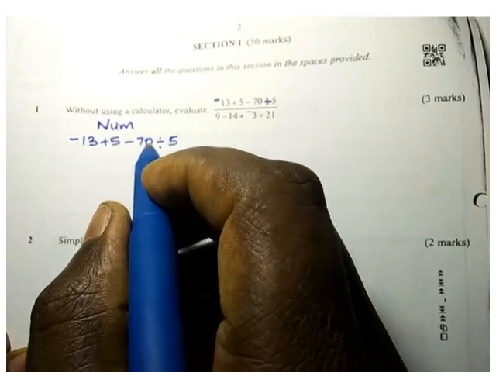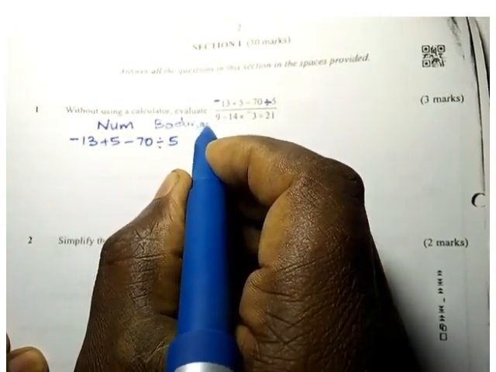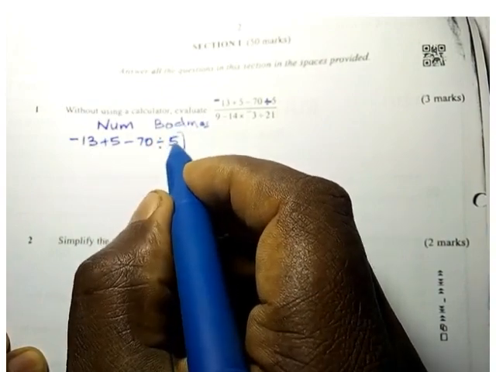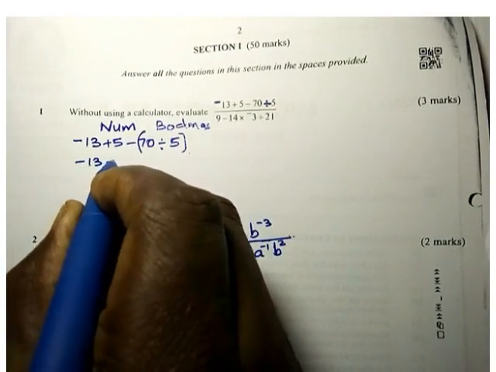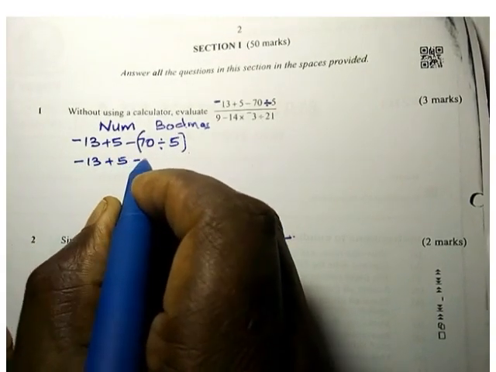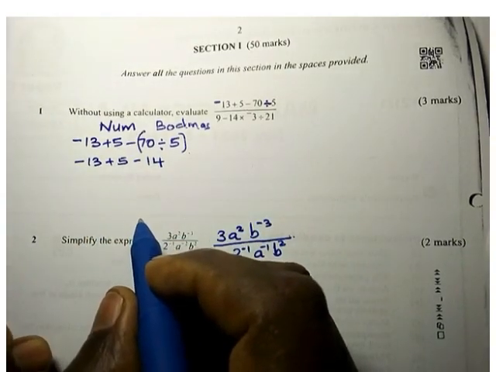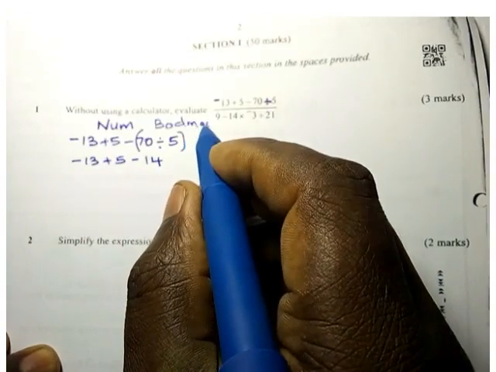We use BODMAS. There are no brackets, so we start with division. So we will have negative 13 plus 5 minus 14. 70 divided by 5 is 14. The next thing that comes is multiplication. There is no multiplication, there is addition.